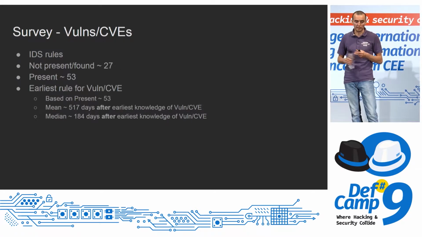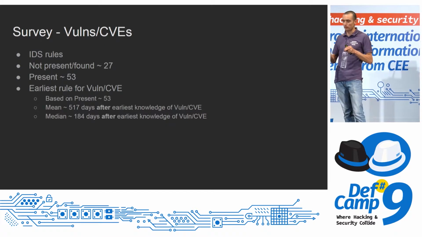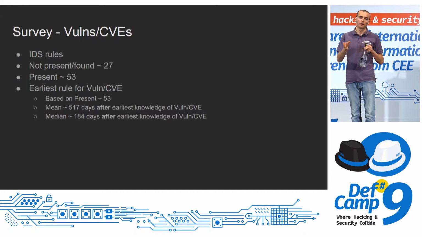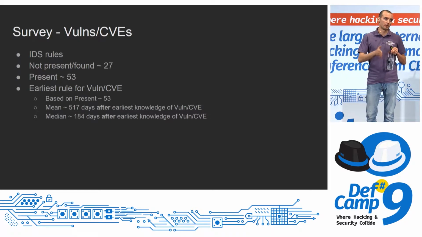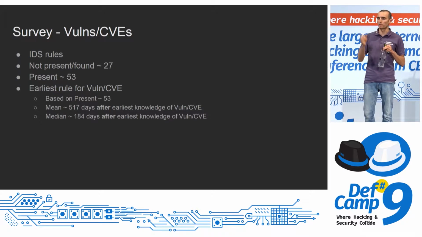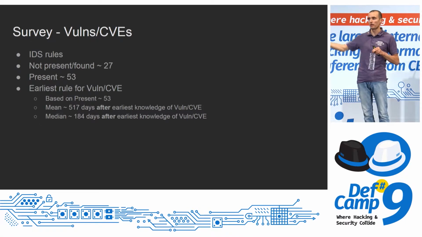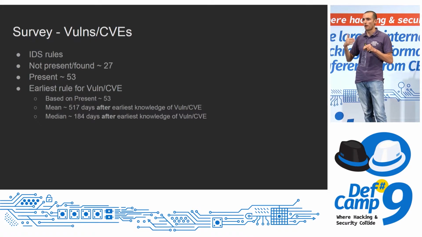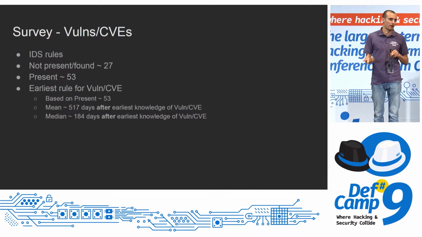And only 53 had rules. Then we also checked the timeline of when those rules were released compared to when the vulnerability knowledge was there. Assuming that the vulnerability was released on day 0, or the 1st of January, we count how many days later a particular IDS or defense rule to detect that vulnerability was released.